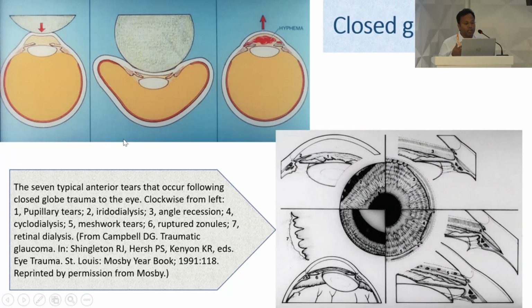So what about closed globe injury with a ball? As you know, there are 7 rings. It can damage from the anterior segment to the posterior segment, with all the rings, as you know: iridodialysis, cyclodialysis, zonulodialysis, and at last retinal dialysis.